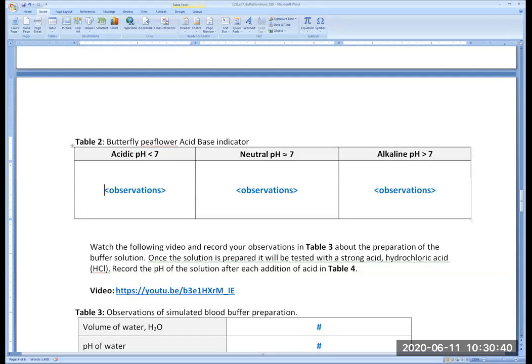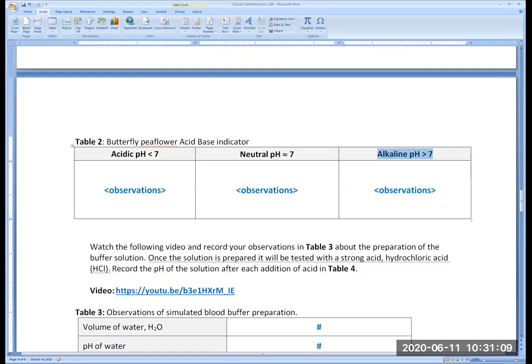And then observation. So this is mainly what is the color. So be precise about what you see for the colors depending on the pH. You will see that depending on the pH, if it is acidic, it will have a different color than if the pH is neutral, than if the pH is alkaline. Alkaline means basic, right? It's synonymous to basic.